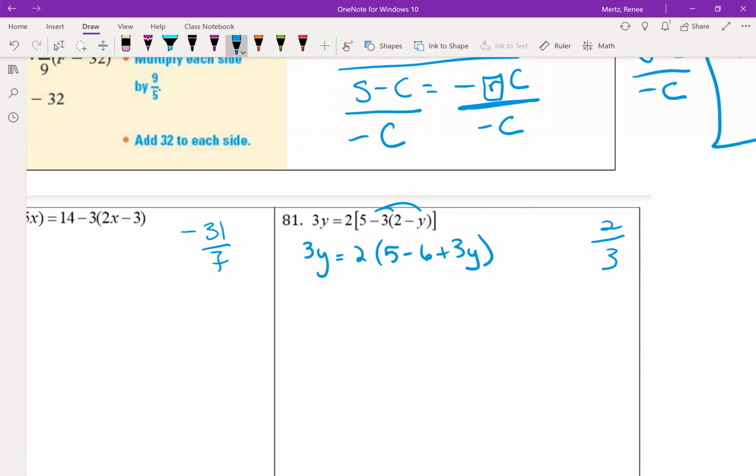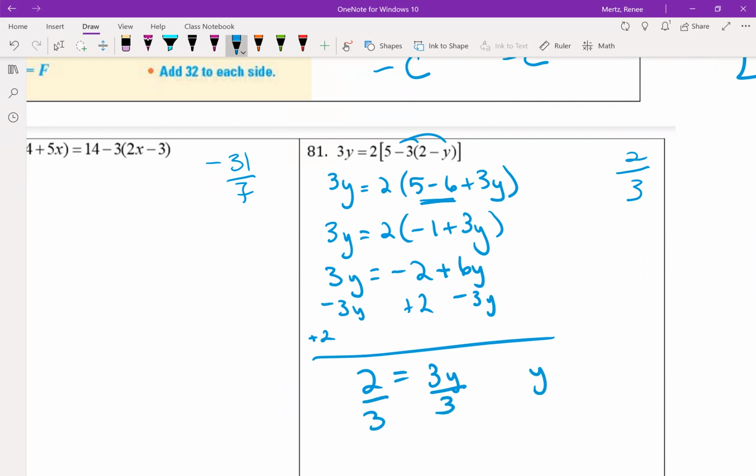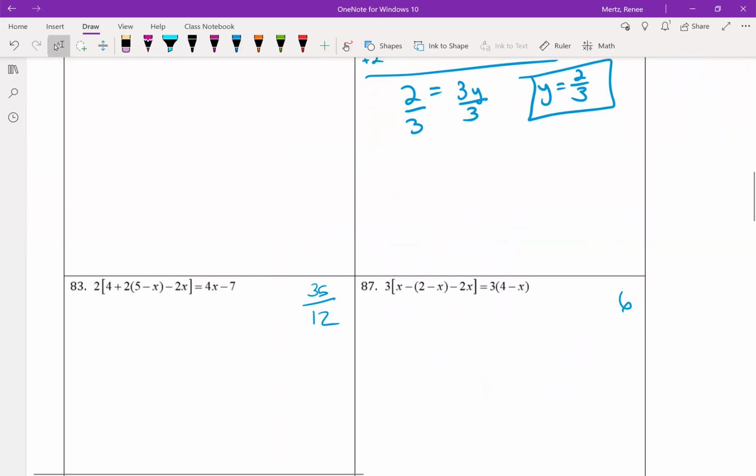Once we make the bracket, you can make it a parenthesis. I like to combine like terms second, or you can distribute the 2, but for me, I like to combine like terms first, then multiply by the 2. Get your y's on one side, your numbers on the other. I like to think about what makes things positive, so I subtract the 3y and I add the 2, but you don't have to do that. 2 equals 3y, divide by 3 to get y alone, y equals 2/3. You can always do the check to make sure you're correct. I recommend it, but on some of these, the checks are more complicated than the problem.